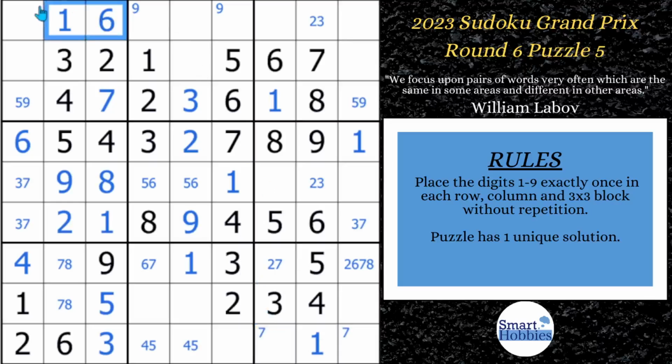Pointing pair was outside the block. Eliminate all these 9s. Claiming pair within the block. So these 3 cells cannot contain a 7.